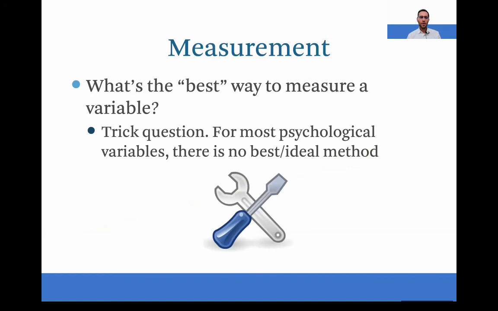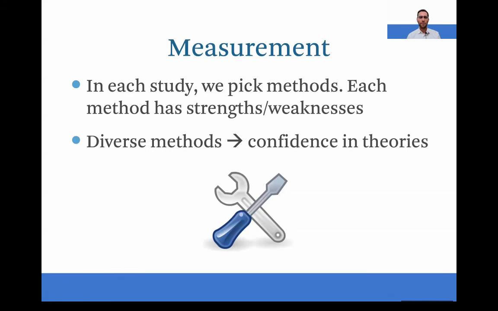So, some of you might be thinking, what's the best way to measure a variable? And this is actually kind of a trick question because for most things we want to understand in psychology, there is no single best or ideal method. A better way to think about this is that in each and every study, we pick a method to use, and every method has strengths and weaknesses, so no single study is ever perfect.